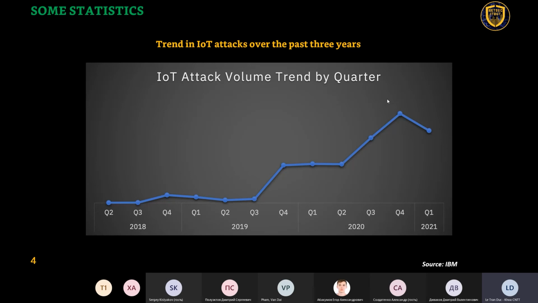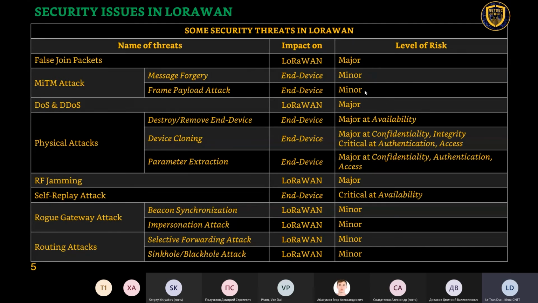So we were talking about the reason why we care about LoRaWAN in the first statistic. And here in the second statistic, it is why we focus on security issues in LoRaWAN. On this slide, you can see a table describing briefly some security threats in LoRaWAN. These threats impact the end device, or sometimes they impact the network. For example, join packets impact the network, and it is one of the major risks in LoRaWAN.